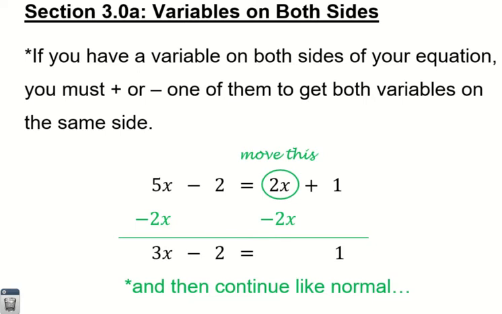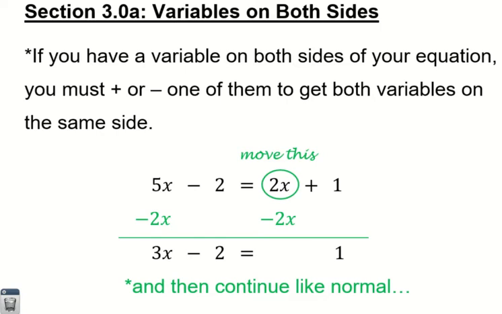Section 3.0a. Variables on both sides. This is continuing something from last chapter, just as equations get more and more complex with more and more things to do in order to solve for x and get x all by itself on one side of the equal sign. Let's see what happens here.